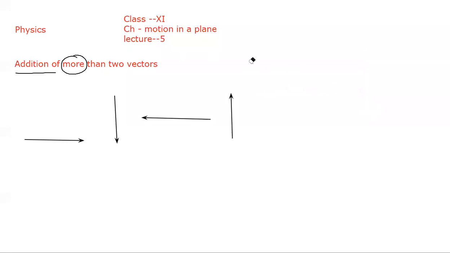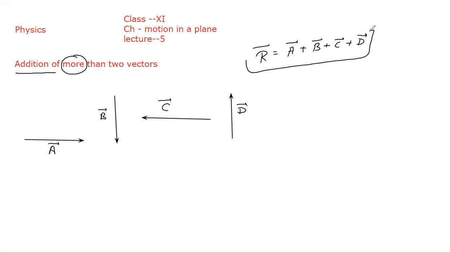So this is vector A. Listen carefully. This is vector A. This is vector B. This is vector C, and this is vector D. If we add A plus B plus C plus D, we want to calculate the R vector, that is A vector plus B vector plus C vector plus D vector. What is the concept, what is the rule for adding these four vectors?